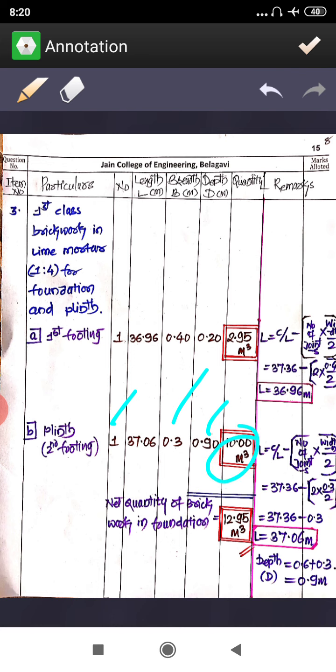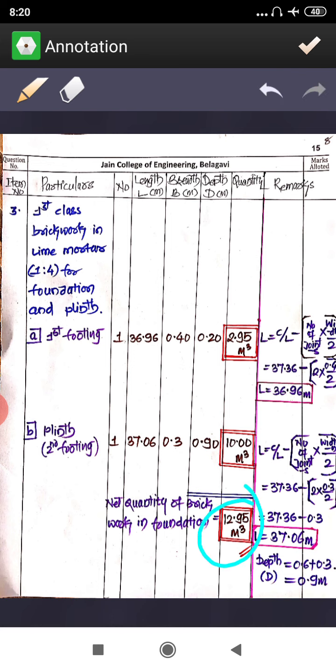The depth of 0.9 is not directly given in the cross section, so you are supposed to write that in the remarks column, that is 0.6 plus 0.3, you will get 0.9. Now the total BBM in lime mortar in foundation is 12.95 meter cube, that is 10 meter cube plus 2.95 meter cube.